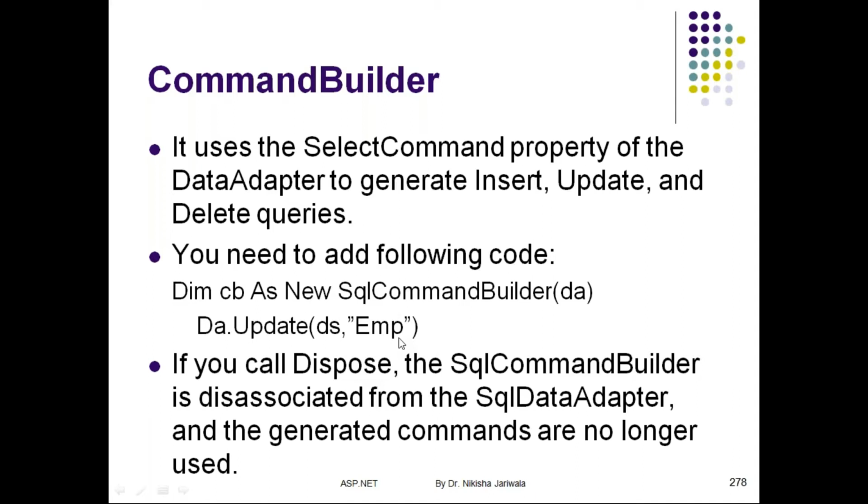So this is how we can create a command builder object from the data adapter, and with the help of the update method of the data adapter, we can reflect the changes which we have done within the data set to the database. After that, we can call the dispose method, so that the command builder object will be disassociated with the data adapter. Means once the changes have been updated, we can use the dispose method so that the command builder and data adapter will get detached, that is, disassociated.